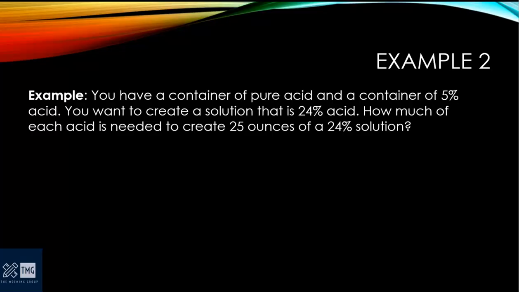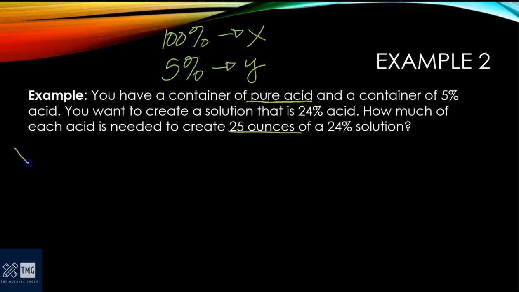All right. First things first, pure acid. Pure acid means 100%, okay? And so we're going to call that x. We don't know how much it is, but it's x. Then we have 5%. We'll call that y. So again, we have 2 unknown values, and we're dealing with different percentages of acid. So I know that our total amount of acid, x plus y, is 25.